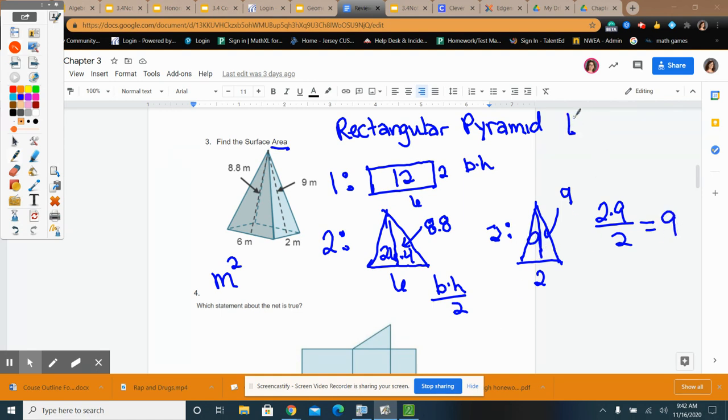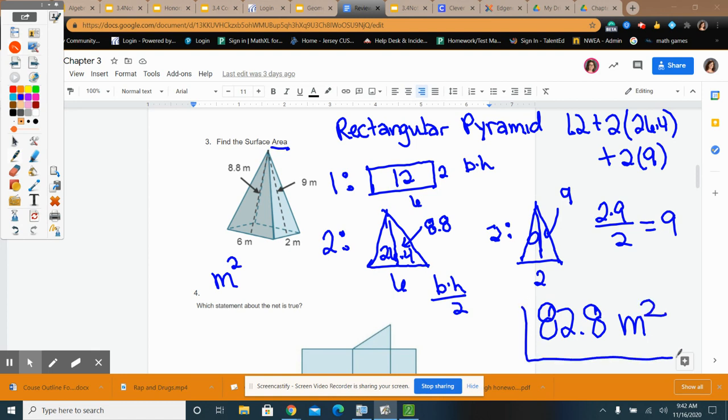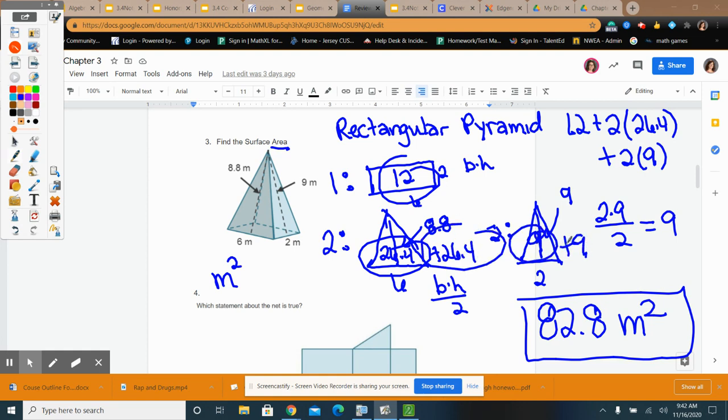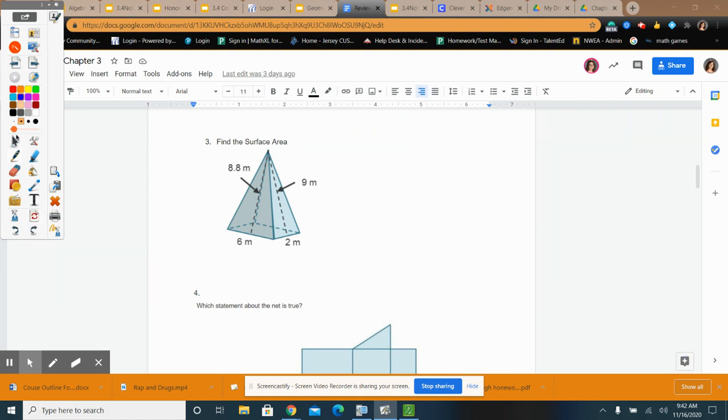So I'm going to take 12 plus 2 times the 26.4 plus 2 times the 9. So type that in your calculator, 12 plus 2 times 26.4 plus 2 times 9, and I'm getting 82.8 meters squared. You also could have just taken 12 plus 26.4 plus 26.4 plus 9 plus 9. You could have done it that way as well if you want to just do addition instead of the multiplication.